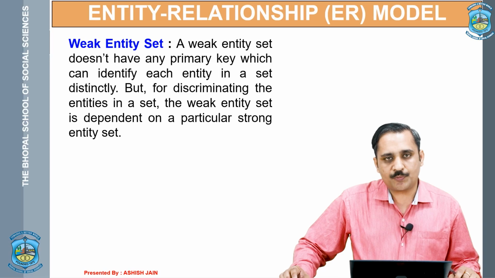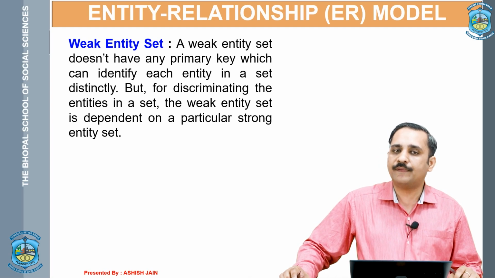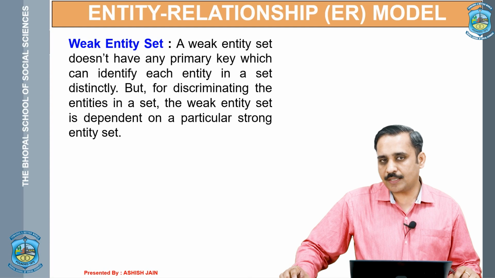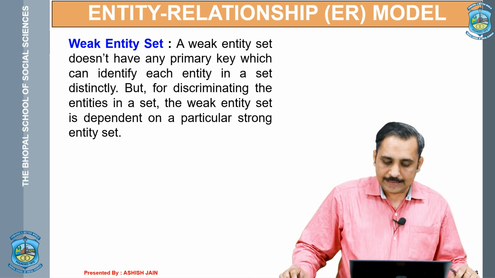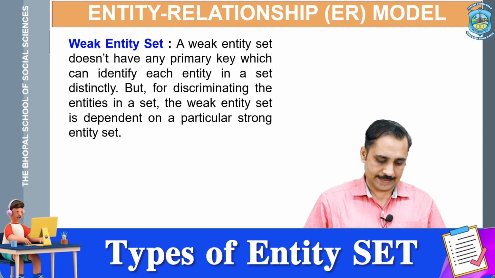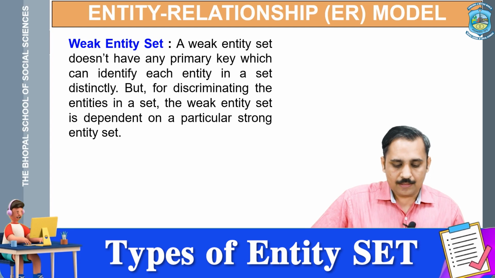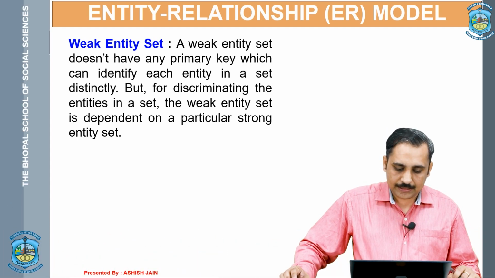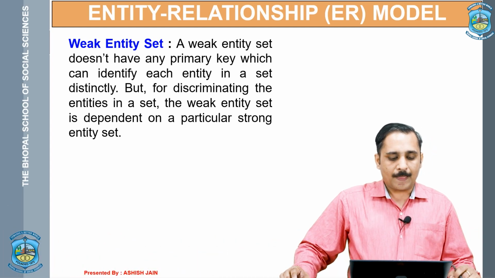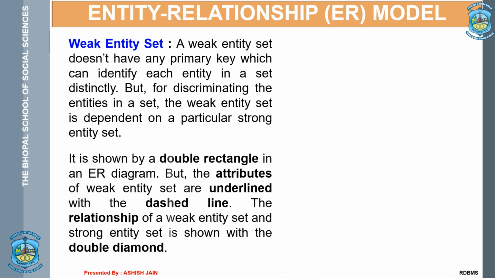Next we have the weak entity set. There are certain situations in which we cannot have a clearly distinguishable key value on the basis of which we can distinguish between records. Such entities in which we do not have any primary key element are called a weak entity set. Now, how do we distinguish? For discriminating between entities in an entity set, a weak entity set uses a kind of dependency or a relationship with a strong entity set.